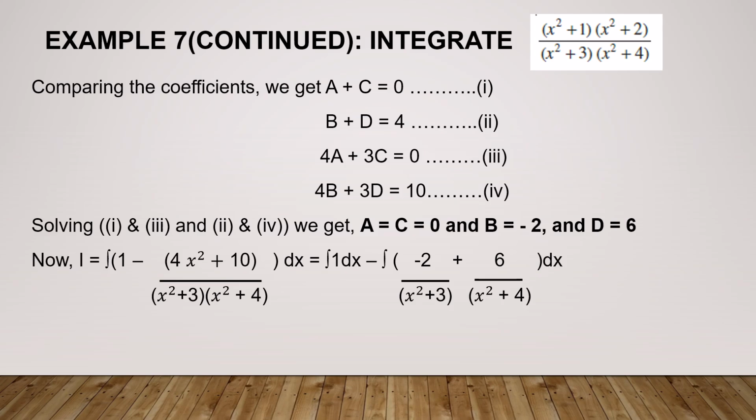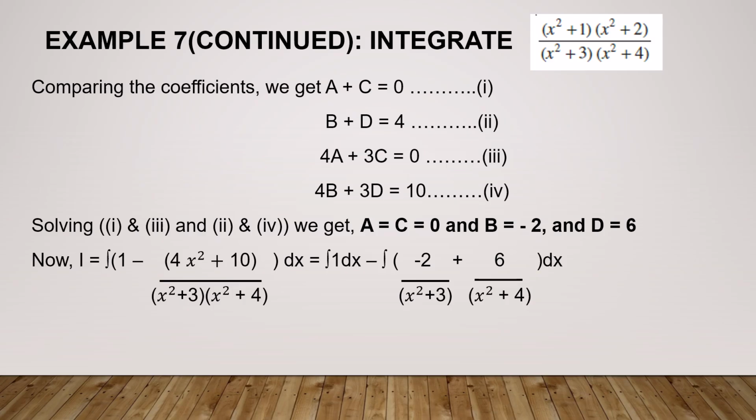Now when you compare the coefficients on both sides, coefficient of x cube, x square, x and constant term. On the left hand side the coefficient of x cube is 0, so the first equation is a plus c is 0. Then b plus d is 4. Again on the left hand side the coefficient of x is 0, so 4a plus 3c is 0 and 4b plus 3d is 10. So from equations 1 and 3 you get very simply a and c as 0, and when you solve equations 2 and 4 you get the values of b and d. So your a and c are 0, b is minus 2, d is 6.